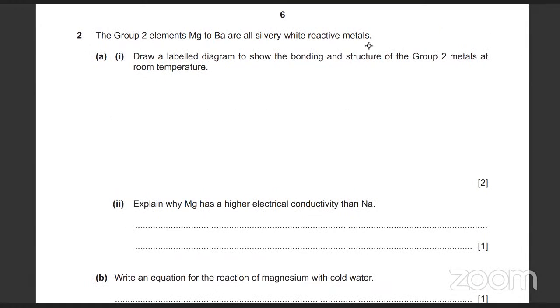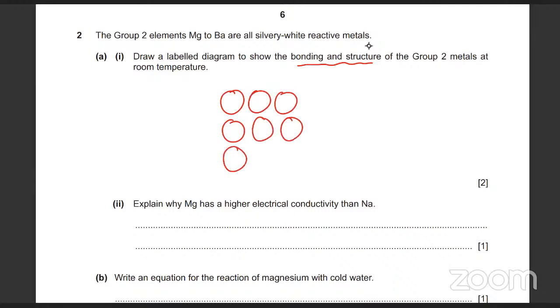You have to draw a labelled diagram to show the bonding and structure of a metal, and it's a group 2 metal. So what is metallic bonding? It's a bunch of positive ions. Here, draw a bunch of positive ions. And since it's group 2, they'll all be positive 2 ions.